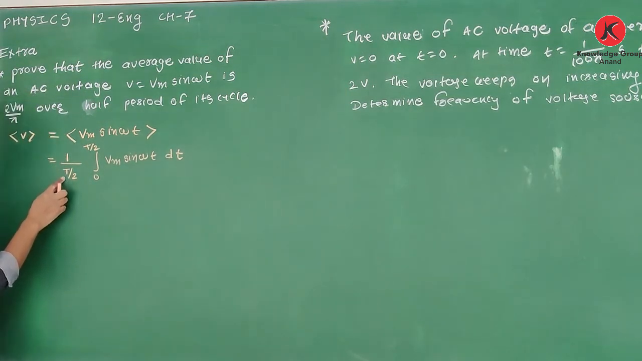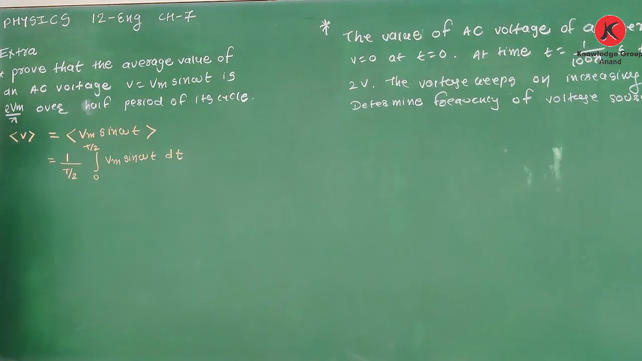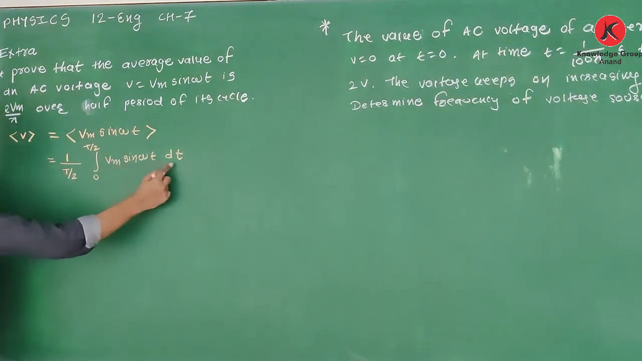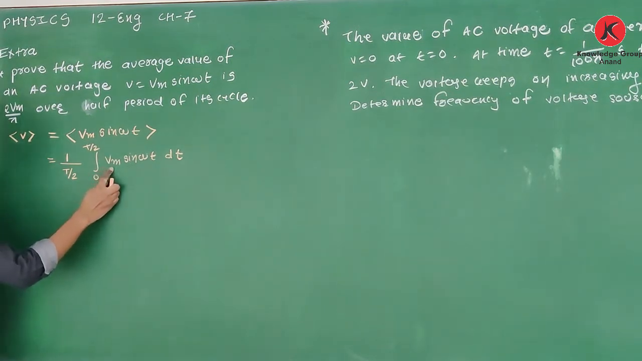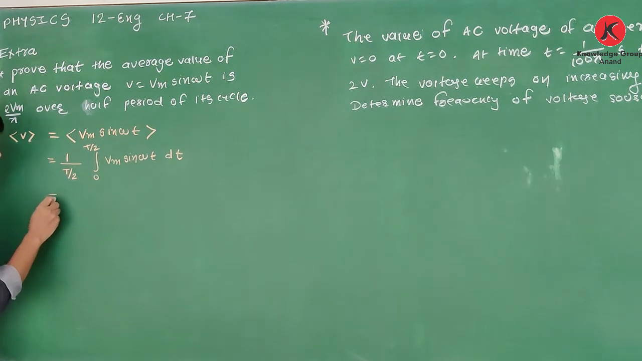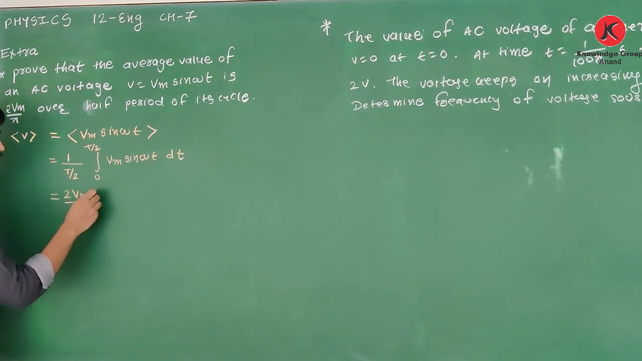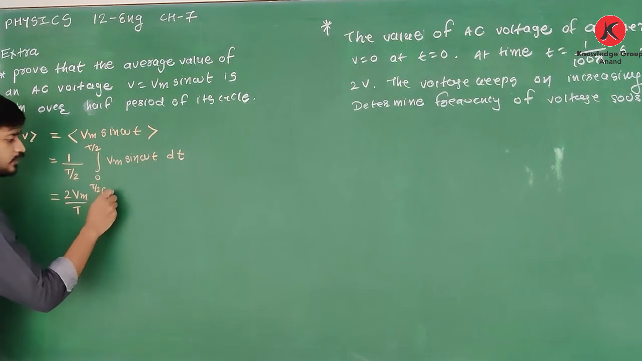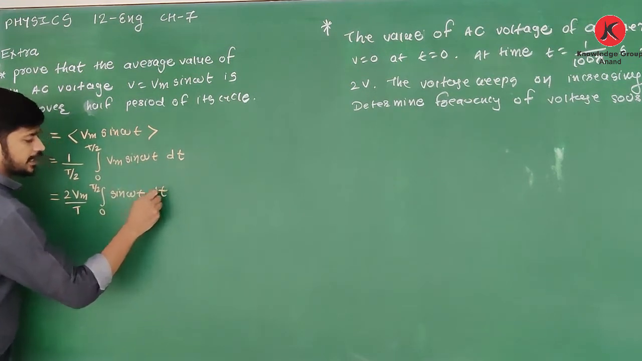1 upon T by 2 because we have to find average over half period of its cycle. The limit is also from 0 to T by 2, and we integrate the function with respect to time. Vm, the maximum value of voltage, is constant, so it is out of the integration. The 2 I can write in the numerator, so it is 2Vm upon T, integration 0 to T by 2 of sin ωt.